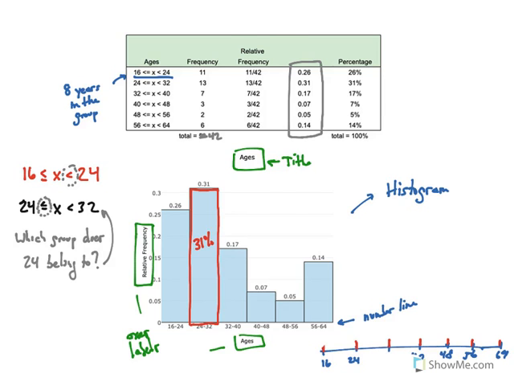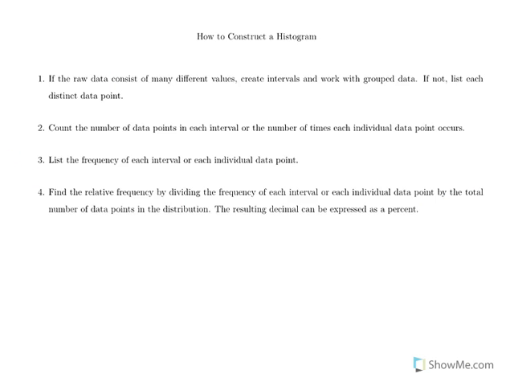All right, so let's think about this in general. How do we create a histogram? So you have this little step-by-step process we can follow. If the raw data consists of many different values, we create intervals and work with grouped data. If not, we list each distinct data point. In our first example, we just listed each distinct data point. In the second example, we created groups, and we usually do 4 to 8 groups.